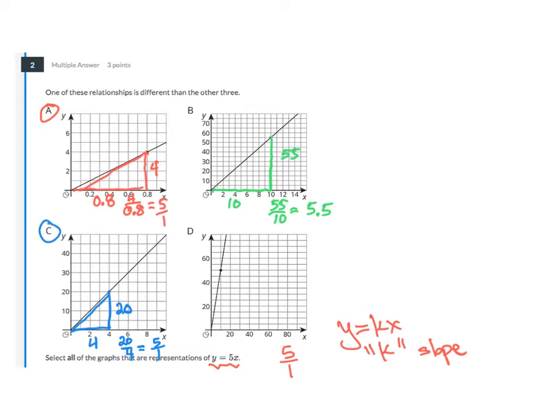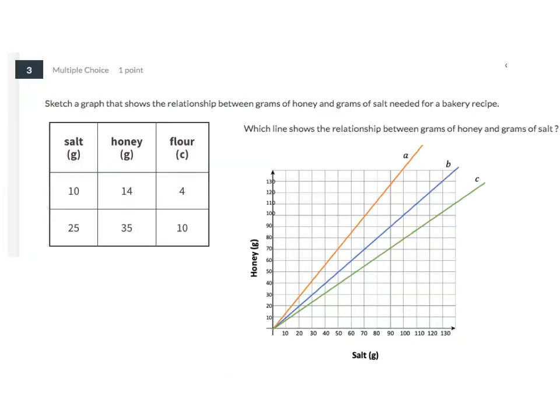And then let's look at D. Again, let's do a slope triangle. My vertical is 50. My horizontal is 10. So 50 divided by 10, put it in your calculator, press enter. You're going to get 5, or 5 over 1. Is that the same as the 5 over 1 that we're looking for at the beginning? Yes, that is an answer. So the answer for number 2 is A, C, and D.